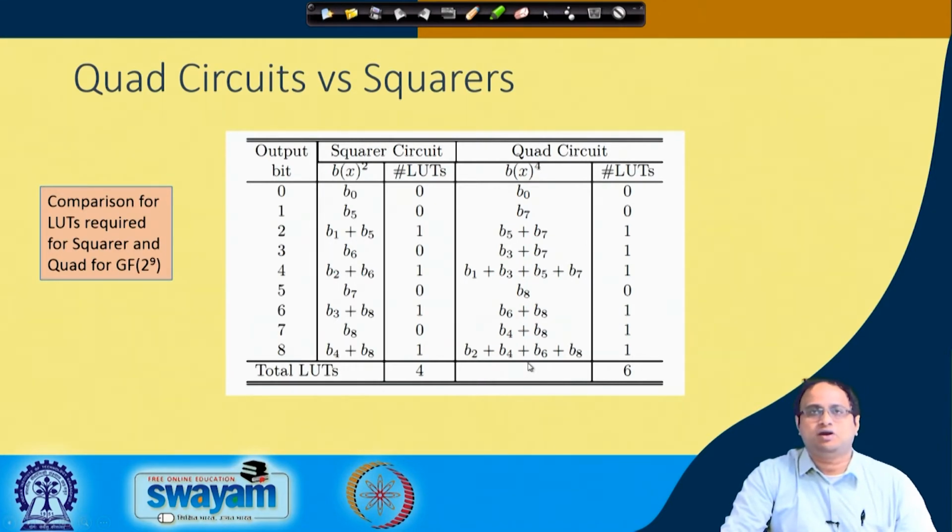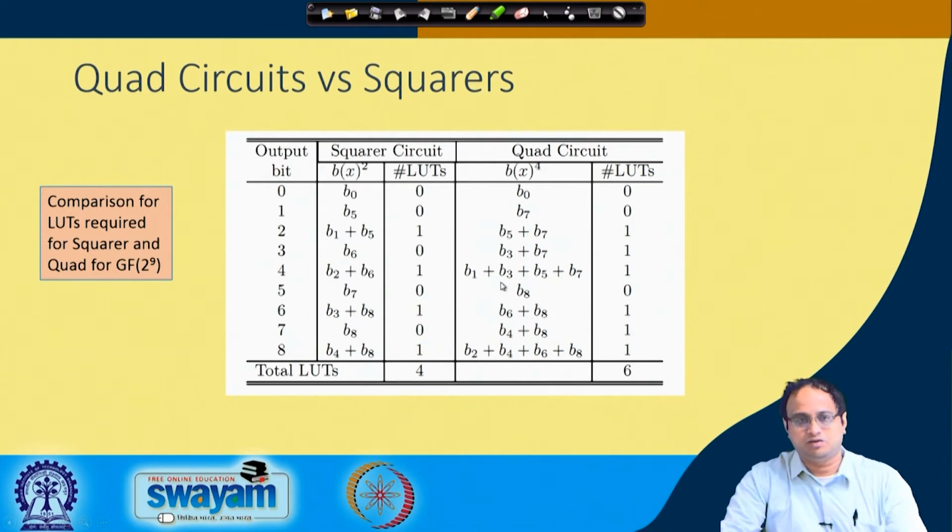So, now if you compare a quad circuit with a cascade of 2 squarers, where you are doing squaring and then squaring, then you can see that there is an improvement, because here you are requiring 6 lookup tables, but here you would have required 4 into 2, that is 8 lookup tables. But in terms of delay, if you compare these two circuits, both of them have got a delay of 1 lookup table, okay, because they are consuming 1 lookup table. Okay. So, therefore, there seems to be an opportunity for trade off, where you can try to optimize and have a better performing inversion circuit.